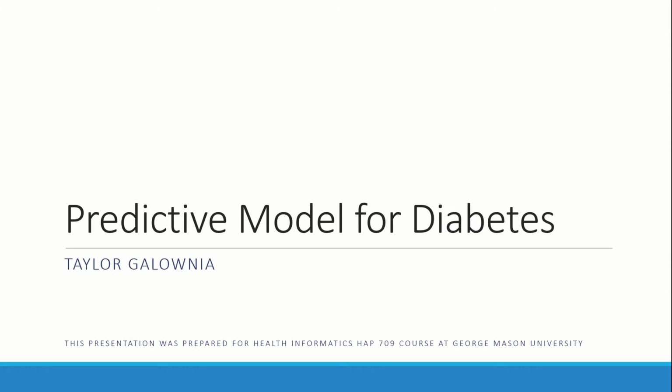This presentation, titled Predictive Model for Diabetes, was prepared as part of the HAP 709 course on healthcare databases, taught by Professor Alemi at George Mason University, Department of Health Administration and Policy. The presenter, Taylor Galownia, is a student in Health Informatics graduating in 2020.